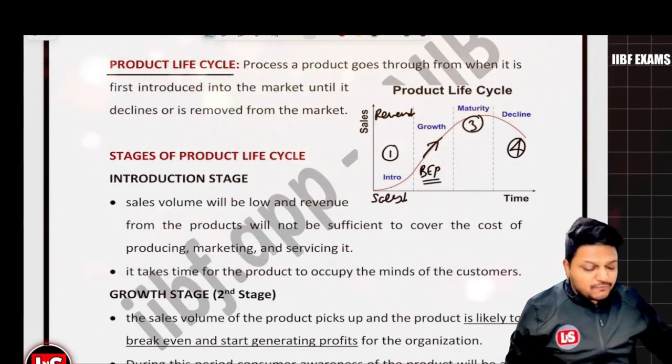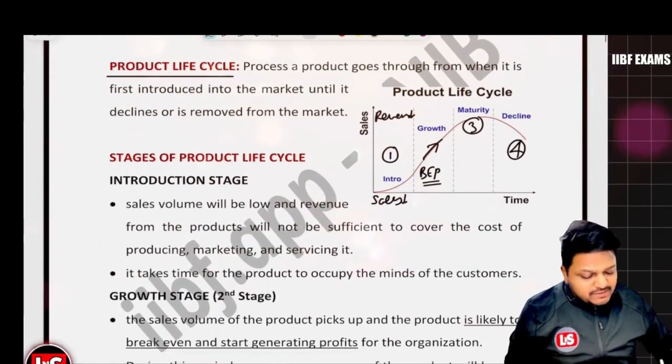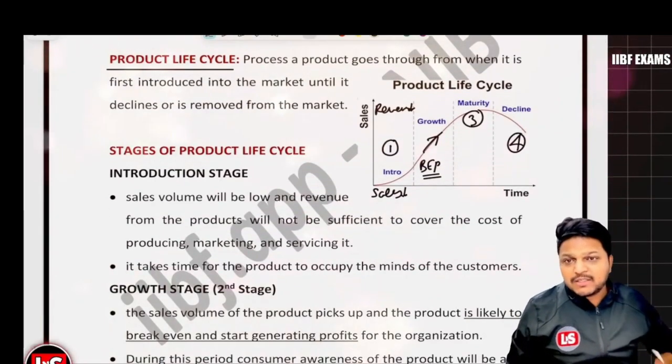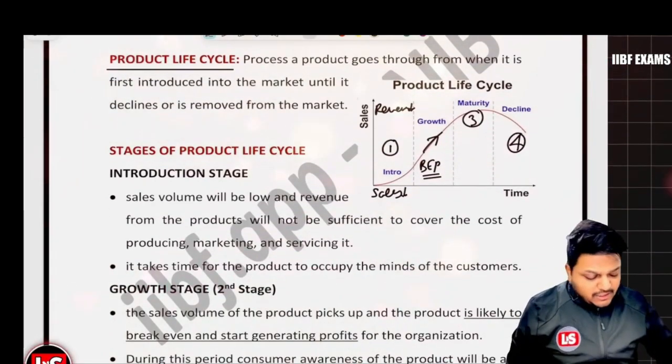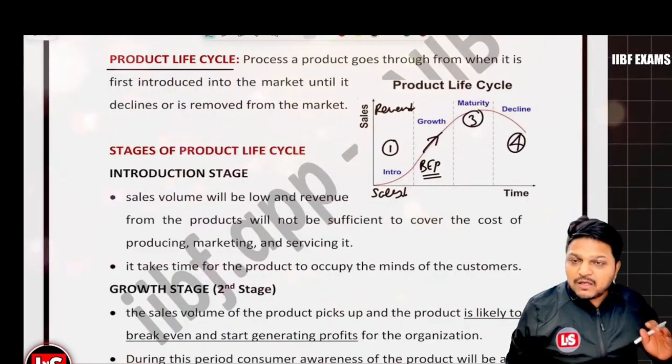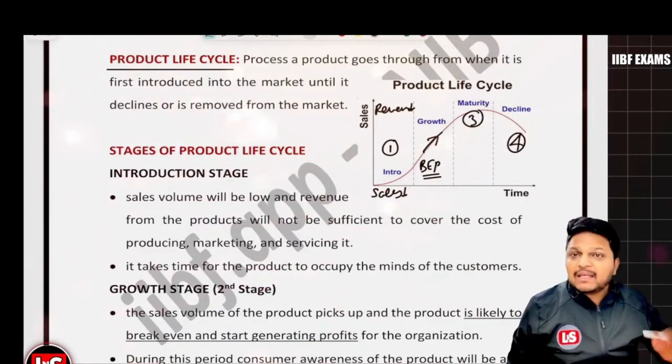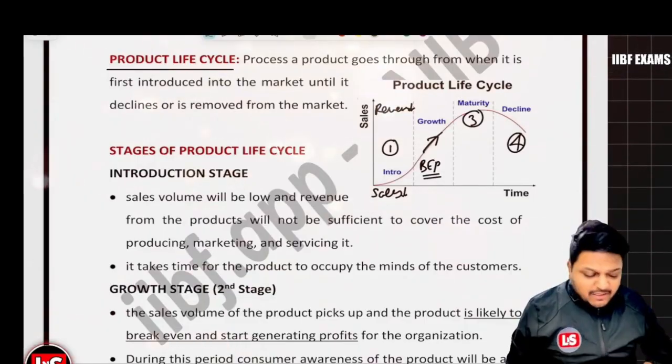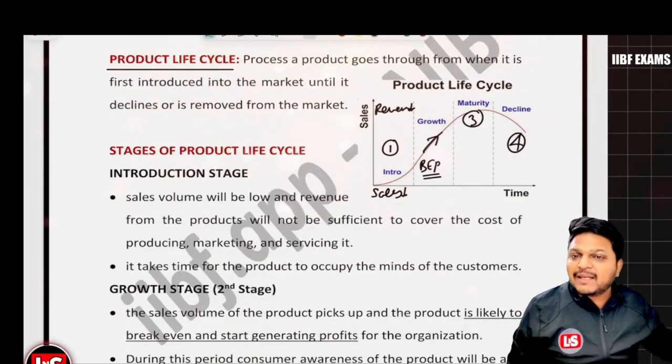And also the sales volume are going to decline. Now previously, up to the maturity stage, the sales were increasing. So in introduction stage, the sales were very low. In growth stage, the sales were increasing rapidly. In maturity stage, those were stable enough, but now those are declining.